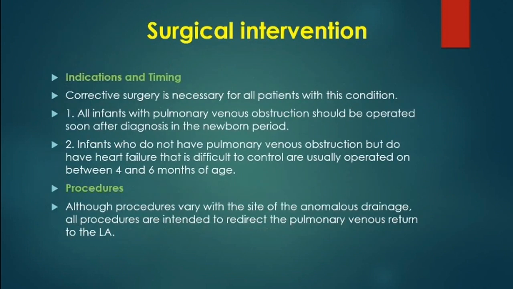All patients with total anomalous pulmonary venous drainage will definitely need surgical intervention. But it is urgent for patients with obstruction; they should be operated soon after diagnosis in the neonatal period. Patients without venous obstruction can be operated later, at the age of 4 to 6 months. The procedures depend on the type of the pathology, and all the procedures intend to redirect the pulmonary venous return back to the left atrium.